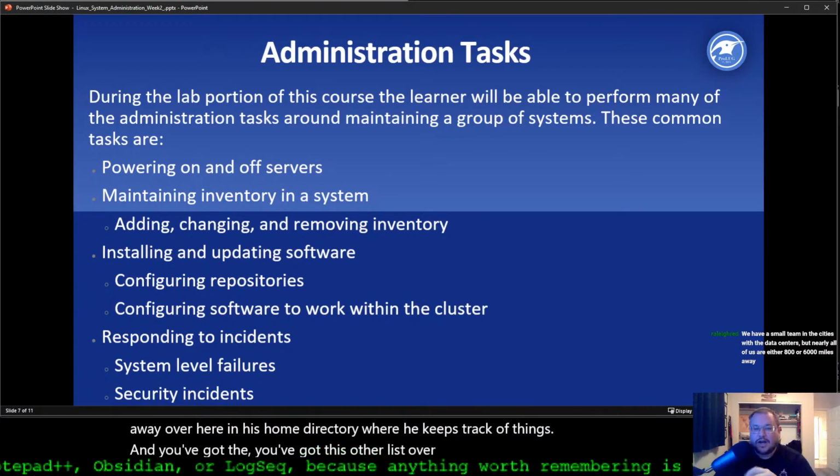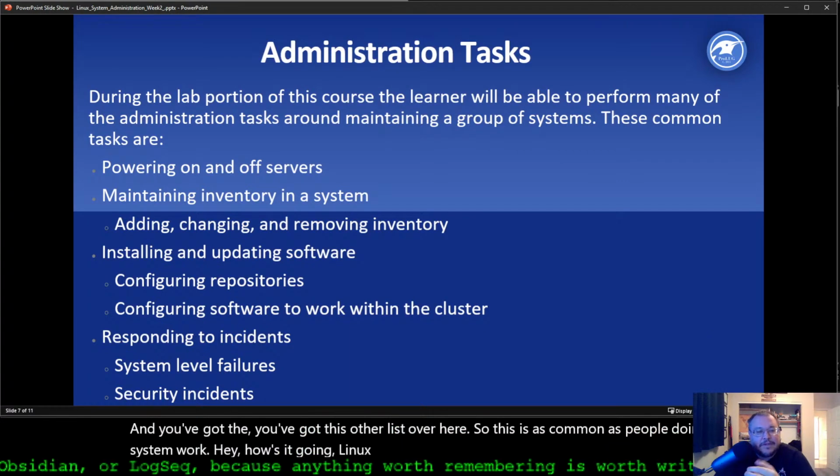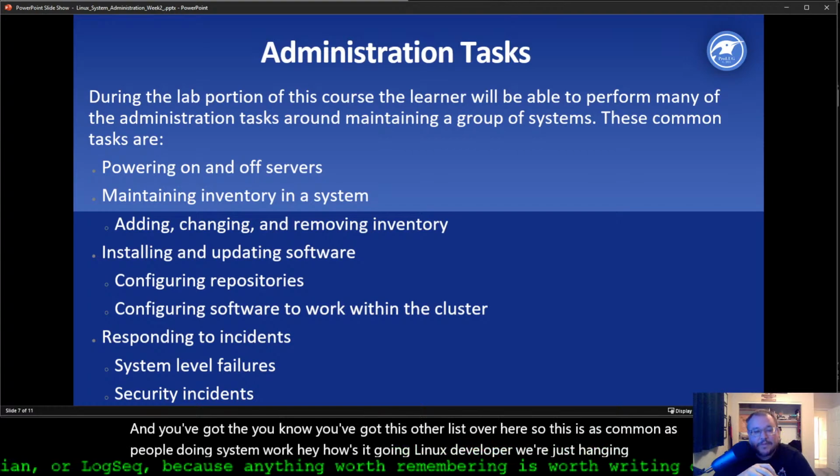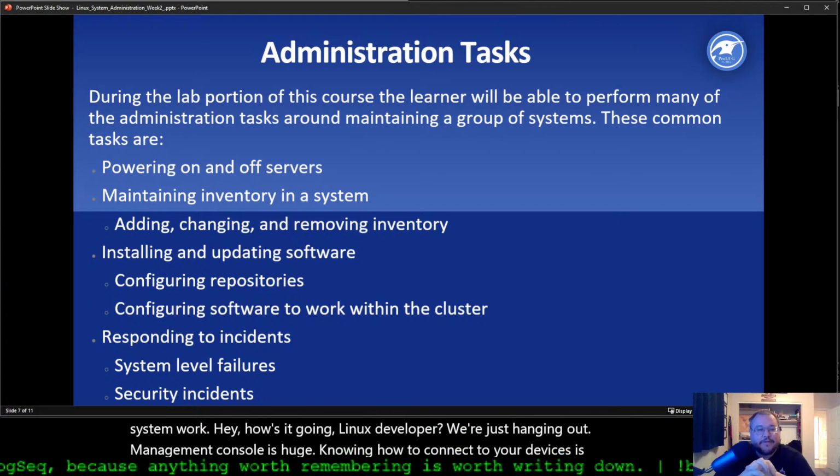So this is as common as people doing system work. Hey, how's it going, Linux developer? We're just hanging out. Management console's huge. Knowing how to connect to your devices is huge, however you do that.